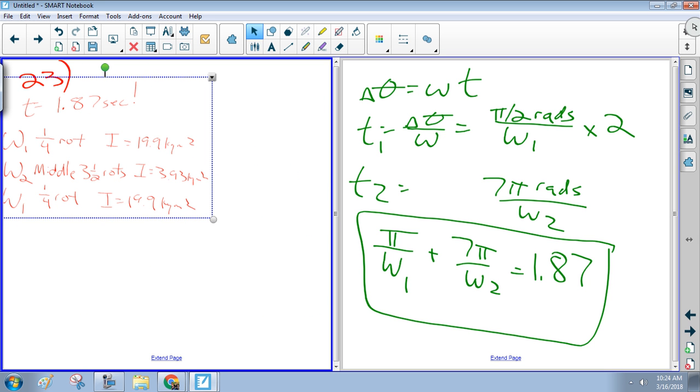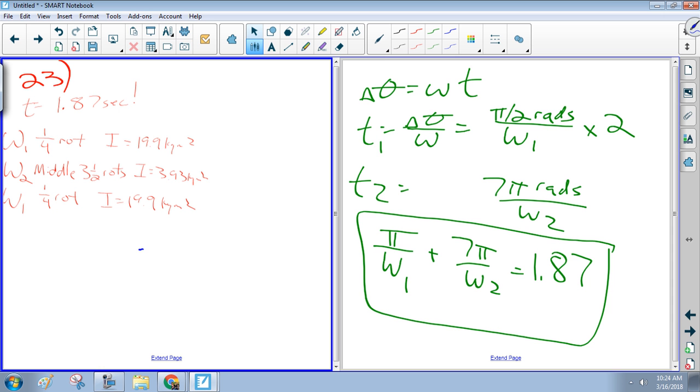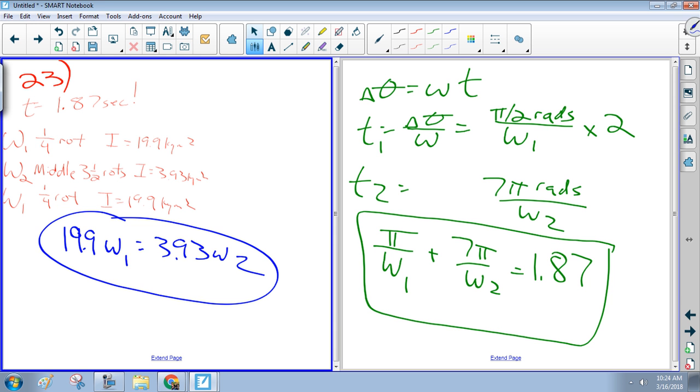Our other equation is going to be, let's see, 19.9 omega 1 equals 3.93 omega 2. So now I've got two equations, and you can solve the system. How did you get that second equation? It's just conservation of momentum. So this is the angular momentum when he's extended, right? Here's our I, here's our omega. Fine, right? Good. And then this is after he tucks.